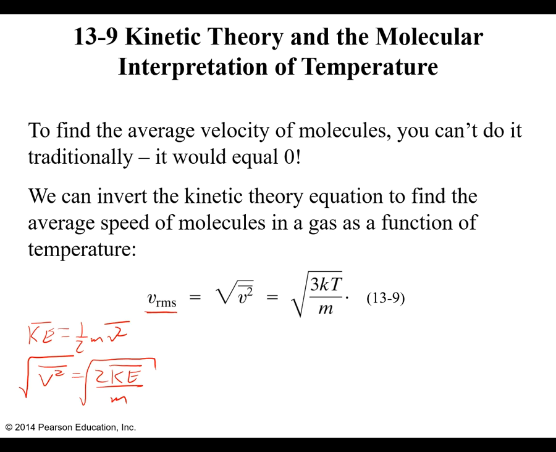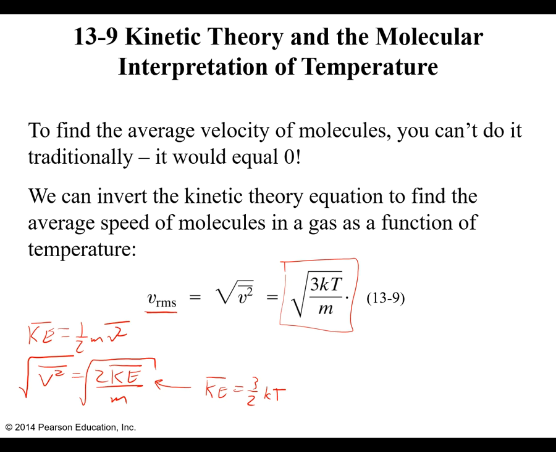Now, kinetic energy, we also know from kinetic theory, that's going to be 3/2 kT. So if you plug that in, then you get this form of the equation right here. So the RMS velocity is going to be the square root of 3 kT divided by m.